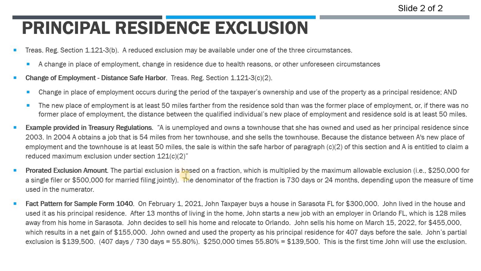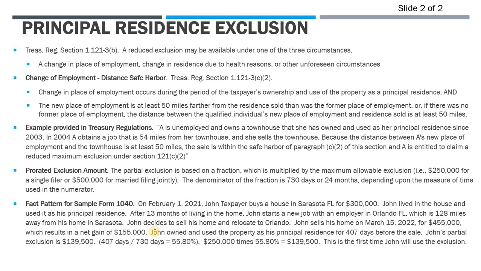And so this is the prorated exclusion amount. The partial exclusion is going to be based on a fraction. In other words, you qualify for the principal residence exclusion, but you might not be able to claim the full $250,000. That's why we have to calculate a prorated exclusion amount. The partial exclusion is based on a fraction, which is multiplied by the maximum allowable exclusion: $250K for single filers, $500K for married filing jointly. And the denominator is 730 days or 24 months, depending upon the measure of time used in the numerator. So in our example we're going to use days. Let's look at our fact pattern here, and then we'll start looking at the return itself.